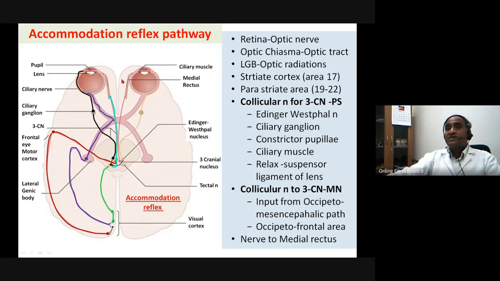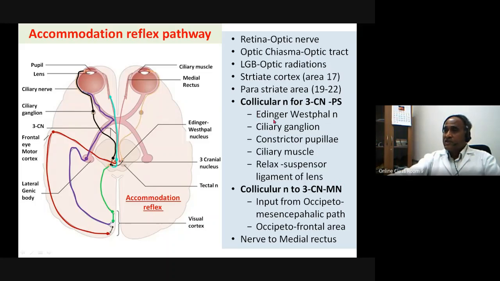Now, this is about the accommodation reflex. Here I have mentioned the pathway: retina, optic nerve, optic chiasma, optic tract, lateral geniculate body, optic radiations, and it reaches the striate cortex, area 17. Then from there, parastriate areas 19 and 22. And then it will go to two places: one to the third cranial nerve nucleus for the parasympathetic division, that is the Edinger-Westphal nucleus, and the other to the third cranial nucleus meant for the motor neurons.